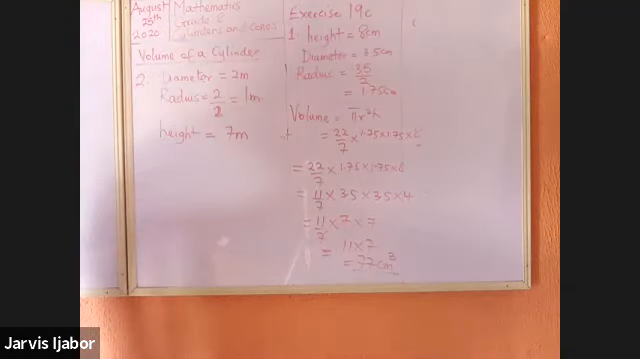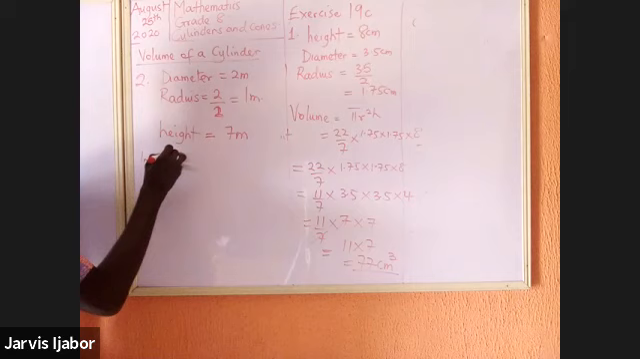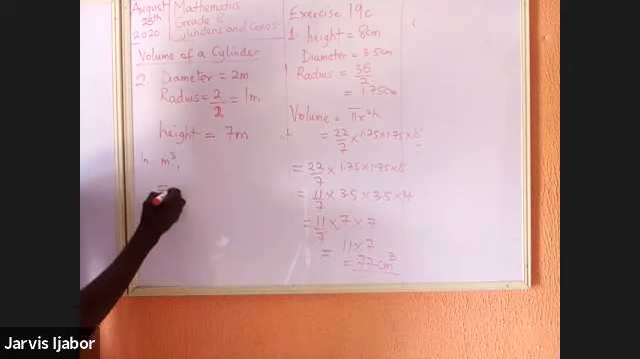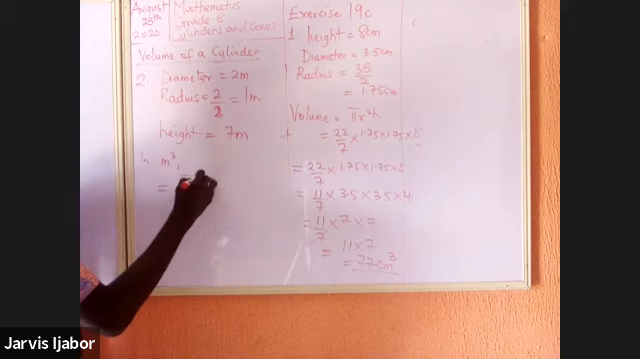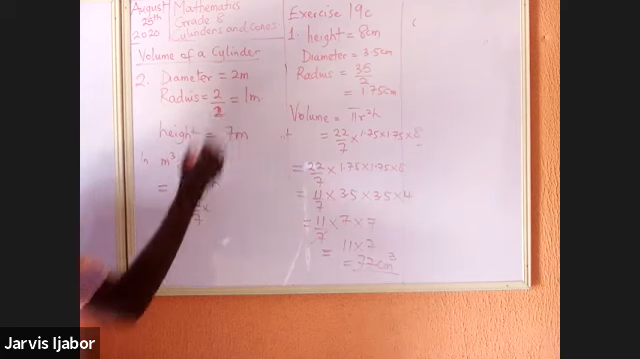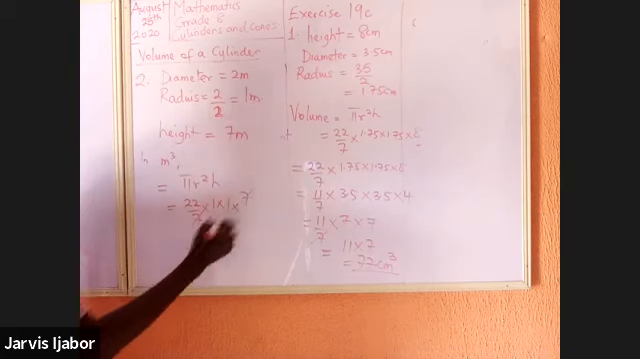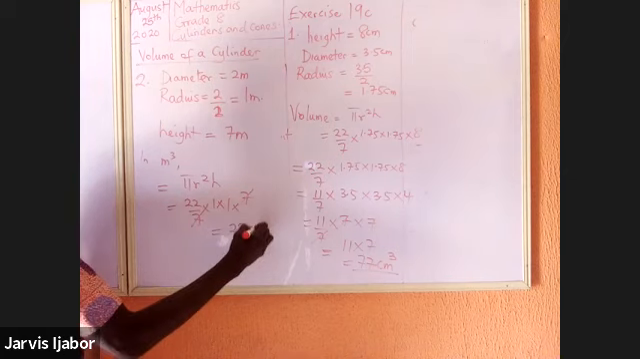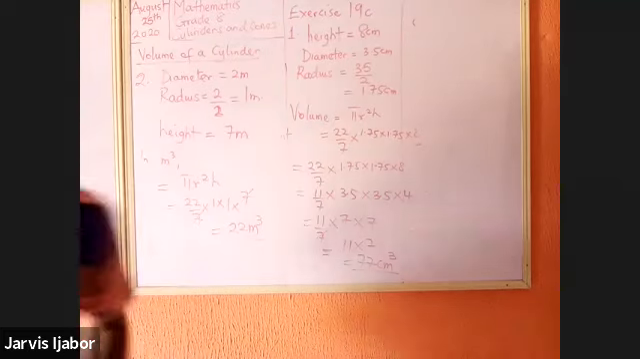Now it says calculate its volume in meter cube. In meter cube, the dimensions are already in meter. It will be pi r squared h. Pi is 22/7. Radius is 1, 1 times 1 times height, 7. This will go with this, and I'm going to have 22 meter cubed. So the volume is 22 meter cubed.